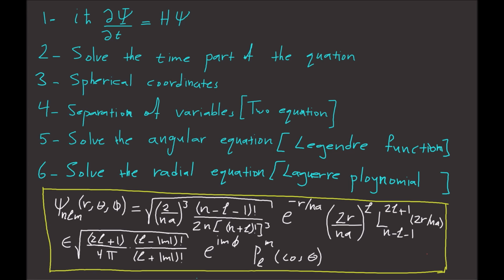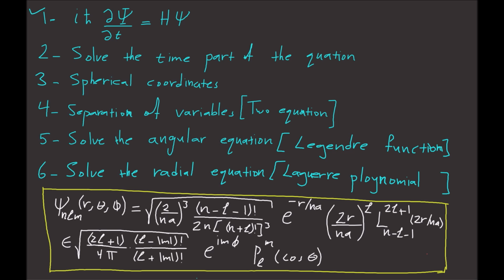In this video, we're gonna solve the time-dependent Schrodinger equation. It's equation number 1. And then we're gonna solve the time part of this equation once and for all. We solve the time part of it and we are done. From there, we're gonna convert it to spherical coordinates. And then we're gonna use separation of variables to solve it. We're gonna get two equations from it, the angular equation and the radial equation.